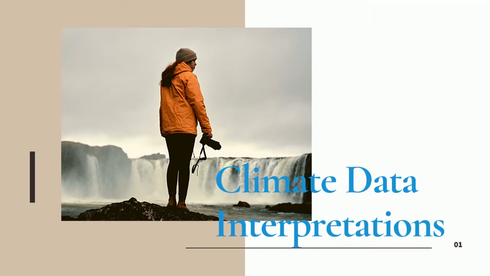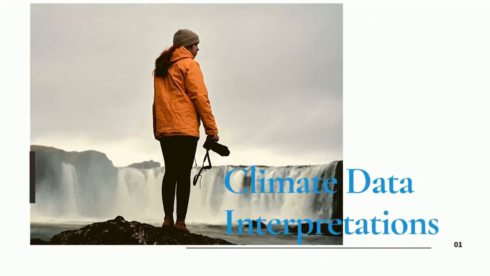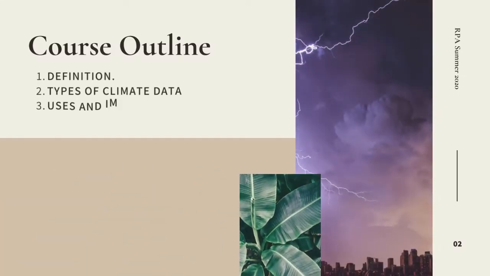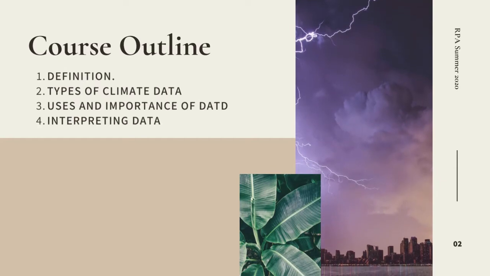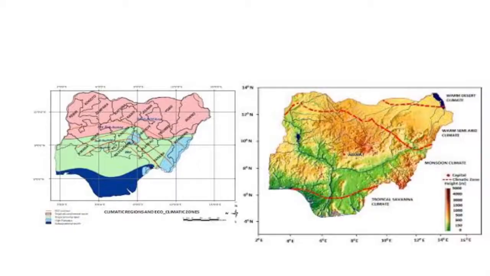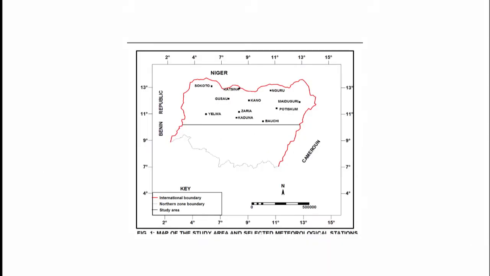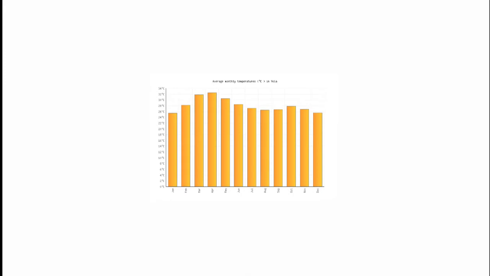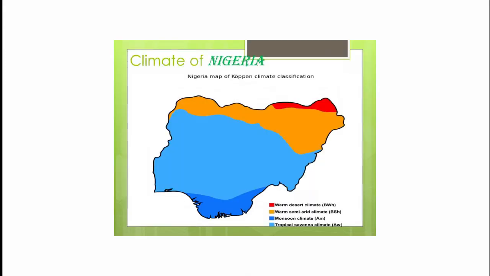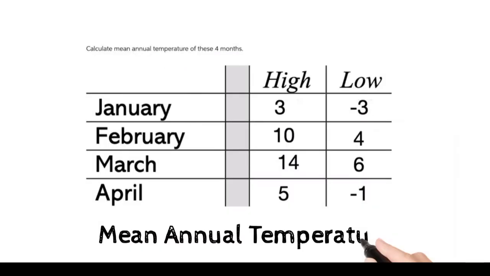Hello my amiable students. In this module, we are going to be looking at interpretation of climate data. Before demarcating the climatic belts or before predicting weather and climate, we have to collect, analyze, and generalize data that has been collected or imputed from different climatic or weather bureaus.